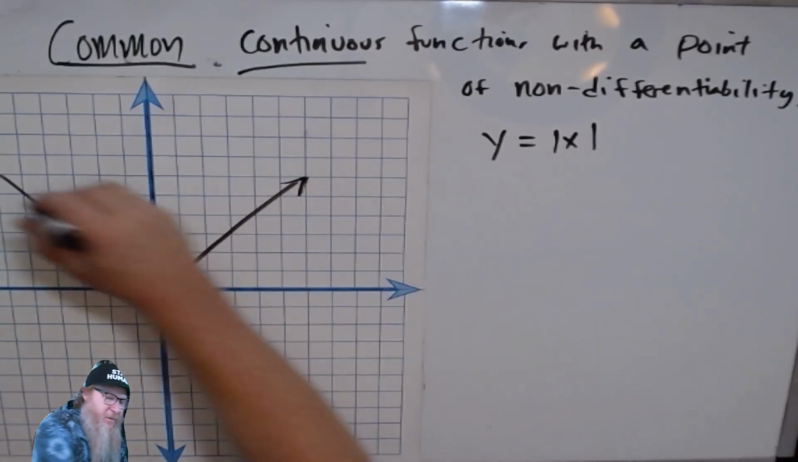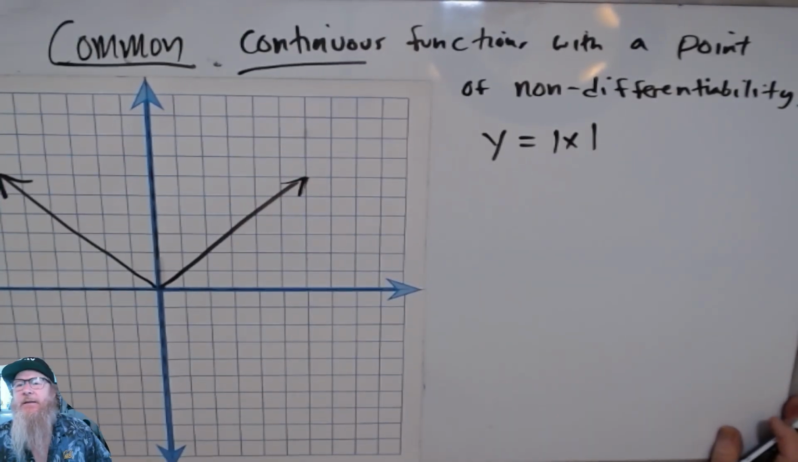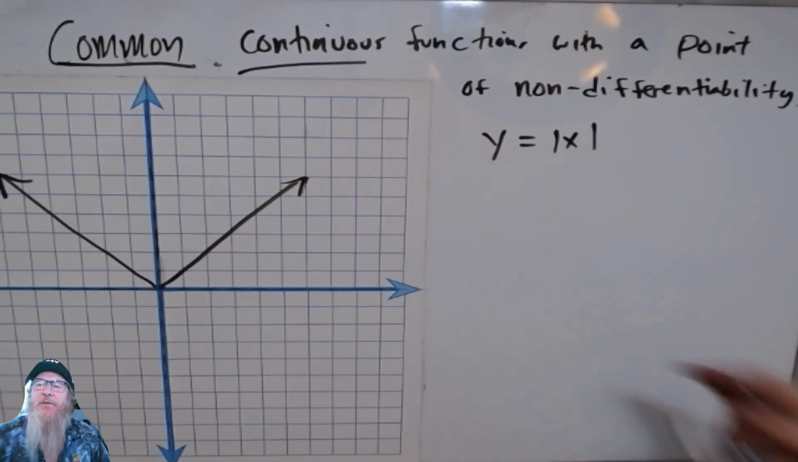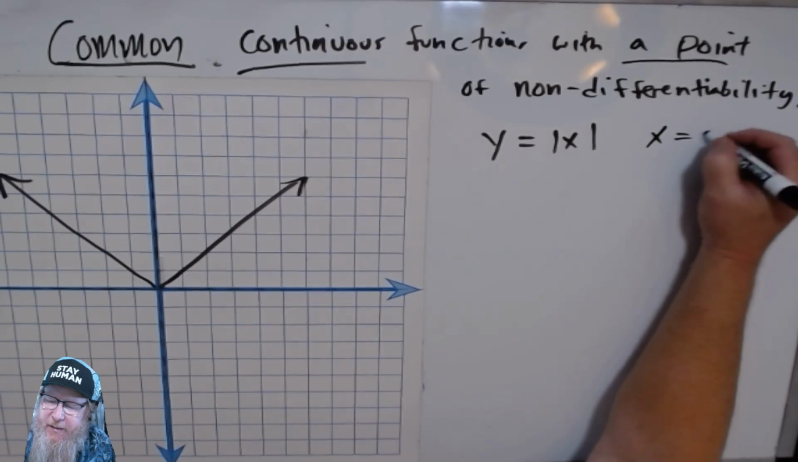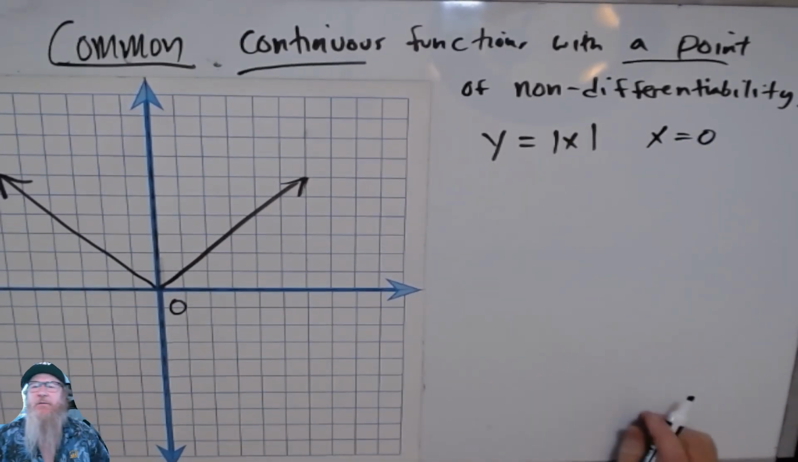That's what the graph would look like. So anytime you see an absolute value function, you know that it's going to have a point of non-differentiability. It'll be x equals 0, right? The origin.